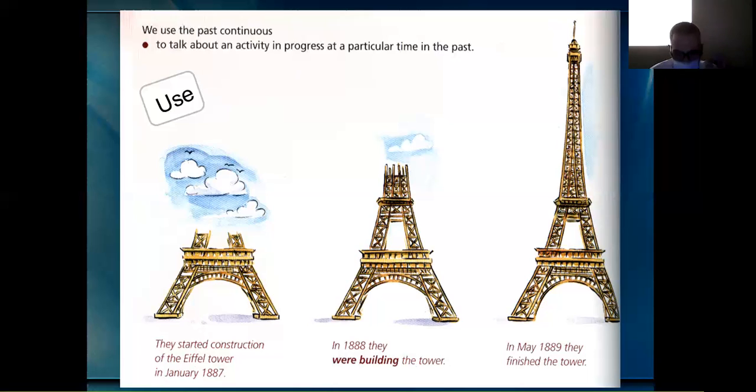When I mean the end or the completion of the action, I use the past simple. When I mean the continuity of the action, as I told you before, I use, of course, the past continuous tense. Okay, as it's clear here. Here, it's a start, a beginning. Now they were building. Now they finished.